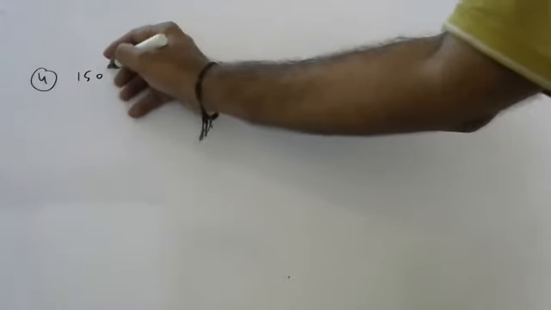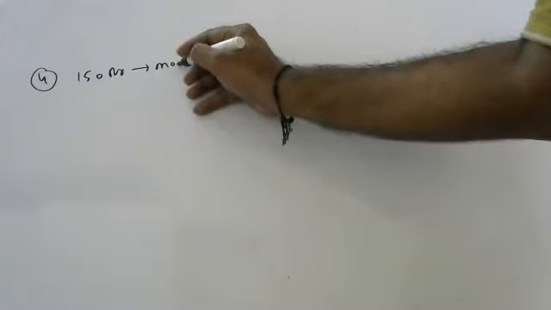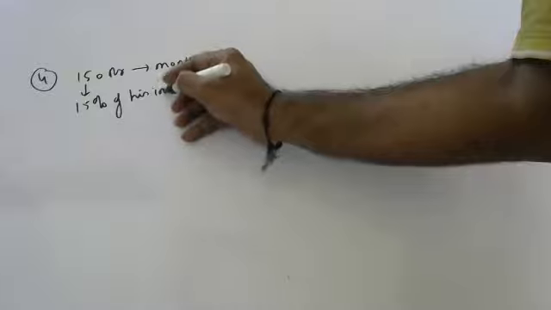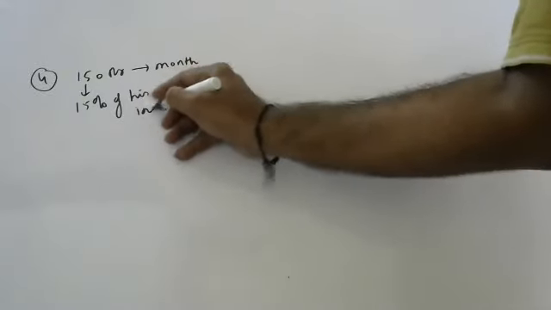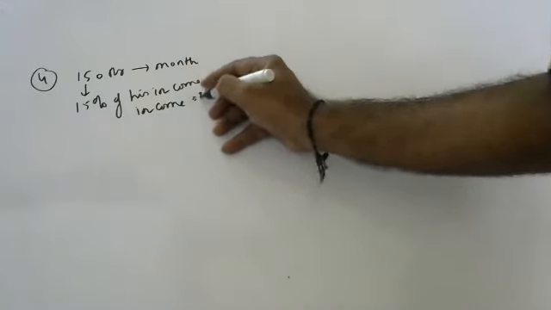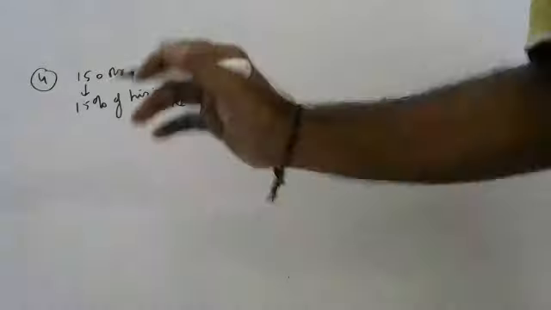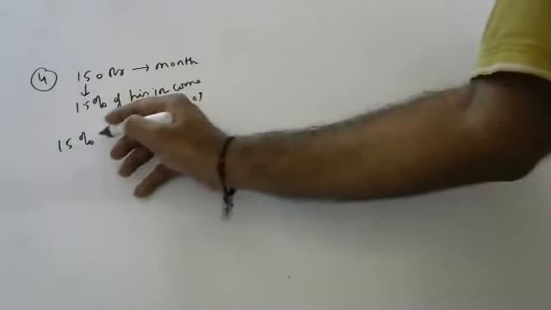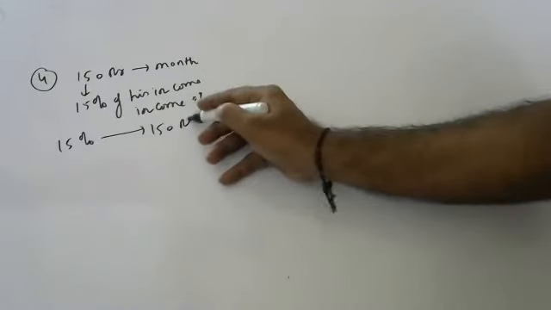A coolie deposits 150 rupees per month in some bank or somewhere. Where? In his post office savings bank. If this 150 rupees is 15% of his income, find his income. Sujit, the person's income is how much is asked. 15% is 150 rupees savings.